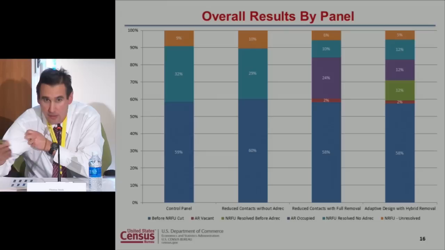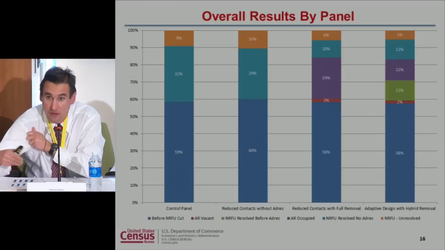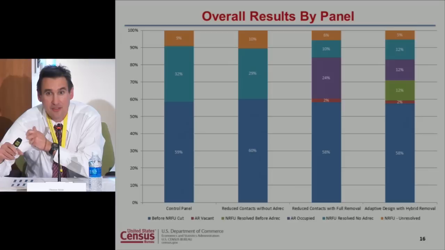And then the last panel, which ended up having our hybrid removal, again, we had a 58% before the contact, before the non-response follow-up cut, another 2%, which was determined based on the administrative records as vacant. And then with the next two blocks, we had a series of both of them showing 12%.